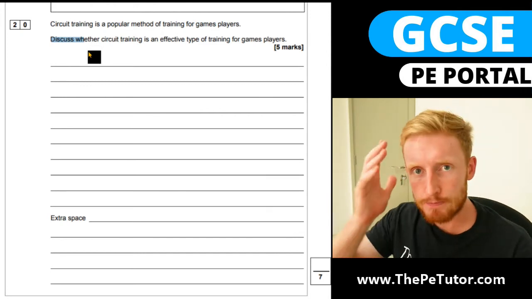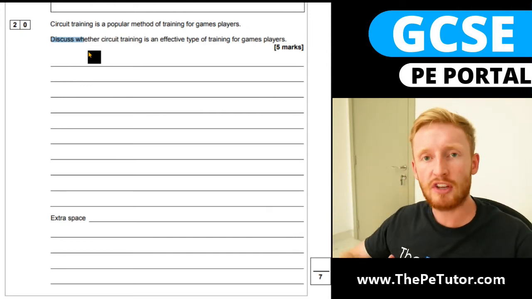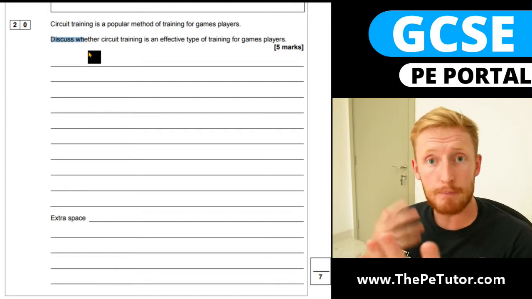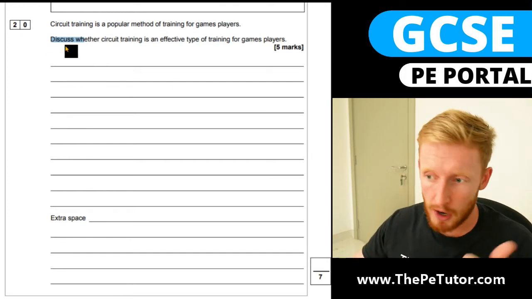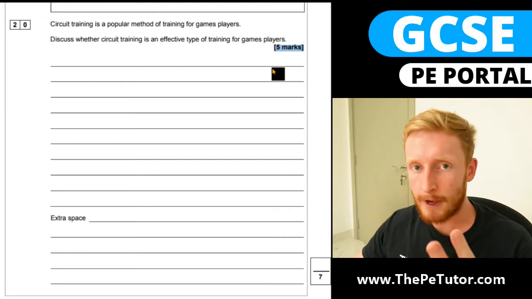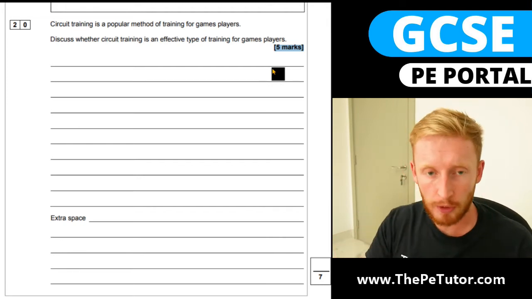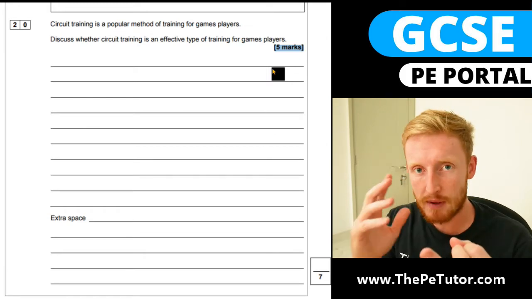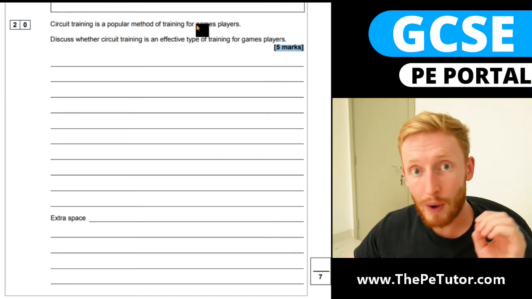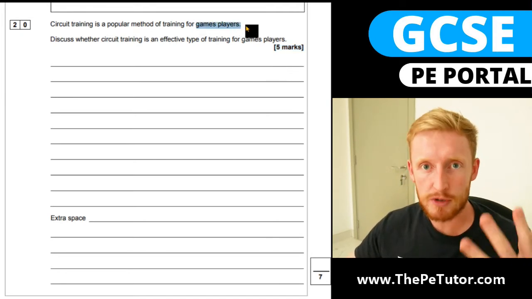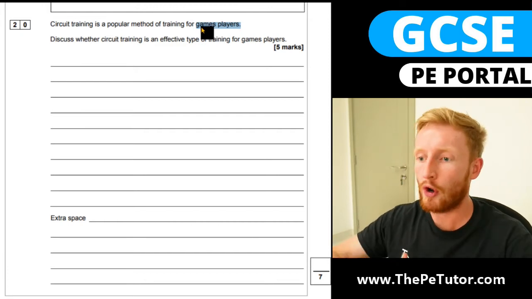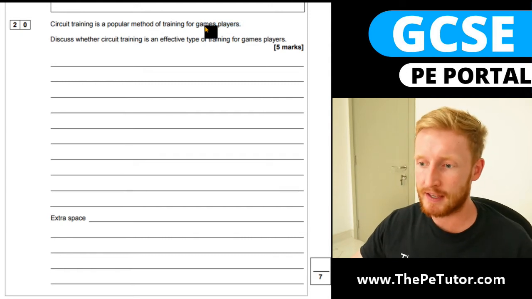Now discuss means both sides of the argument. It's not asking you to finish with your own personal evaluation, it's just asking you to present both sides. Considering the command word and the fact that there's 5 marks available, we know that this is assessment objective 3. This is assessing your understanding, not just of terminology, not just applied to generic anatomy and physiology, but applied within sporting contexts. So it's very important that throughout your answer, you refer to games players, be it a team game or solo game, but these generic fitness, quite open, quite competitive type games.